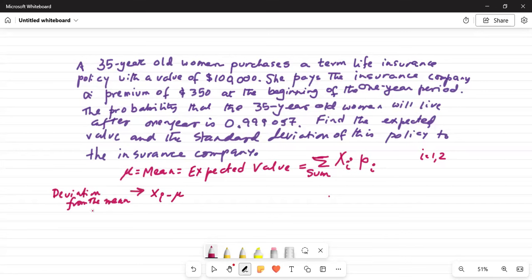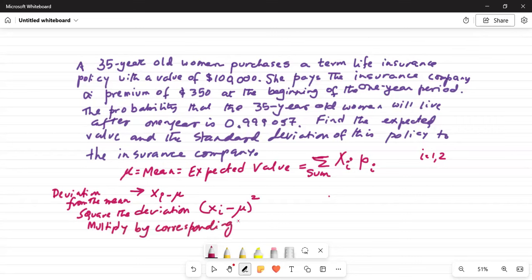Okay. Then you square the deviation. So you square this figure, xi minus mu squared. Then you multiply by the corresponding probability, which is (xi minus mu) squared times pi.